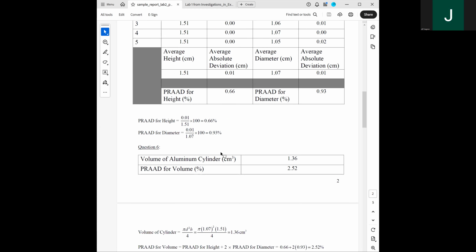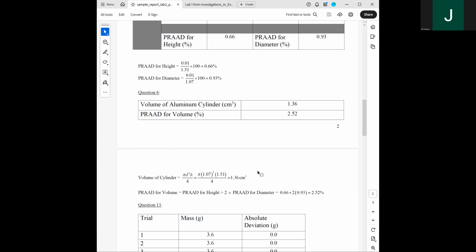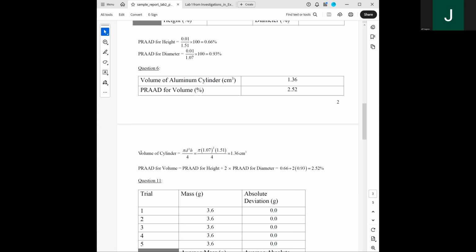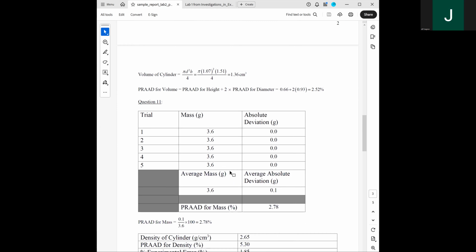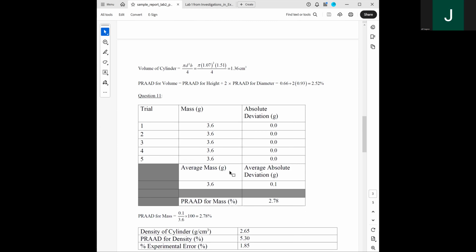Question 6 was to include this table of data, and then calculate the volume and the PRAD for volume, and make sure you show me those two calculations. So I have those two calculations here. Then we jump to question 11. We're definitely not doing every question. There are a lot of different parts of lab 1, so we're just jumping around.